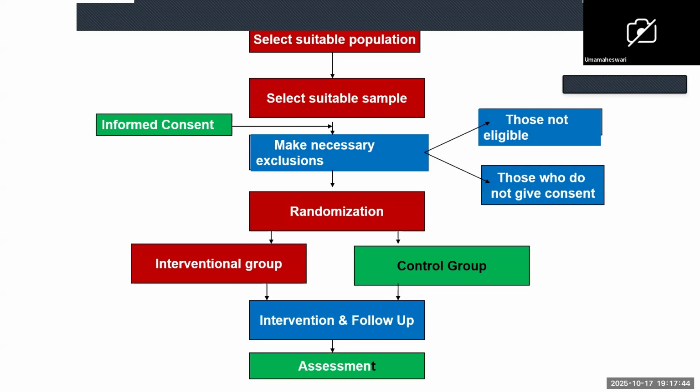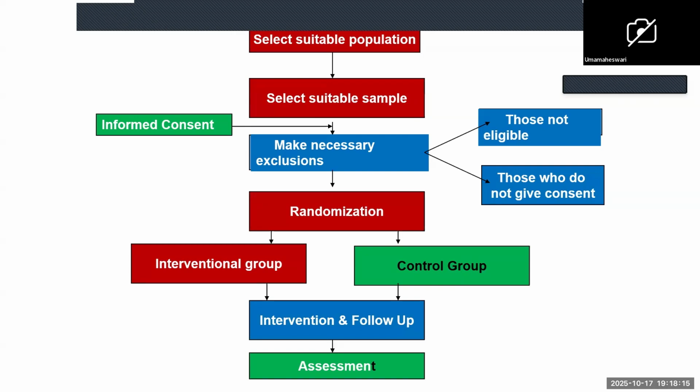You should select a suitable population whom you want to study, and then select a suitable sample. You get consent. Then those who are not eligible, you can remove them by making the necessary exclusions, if they do not satisfy the eligibility criteria. Then you randomize them. This randomization helps to avoid subjective bias.